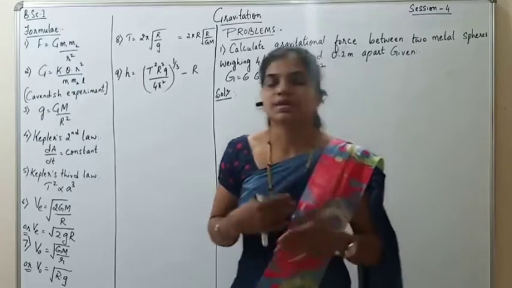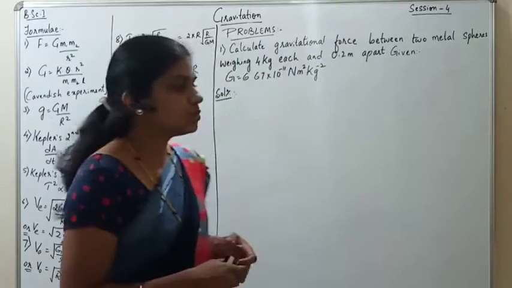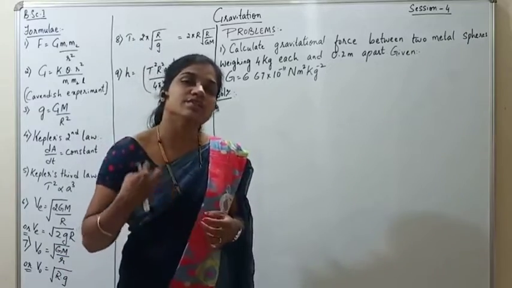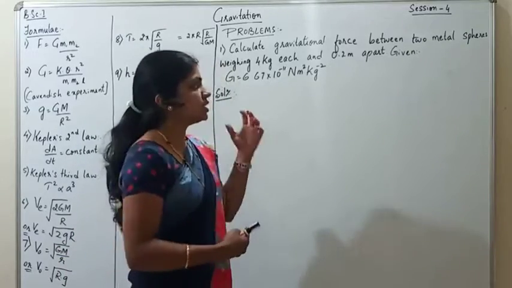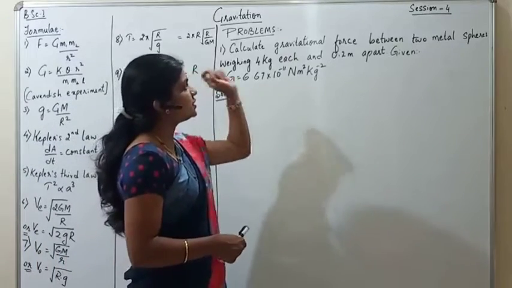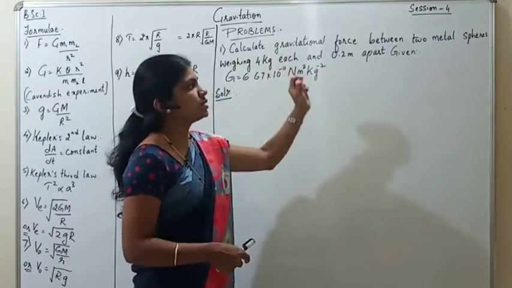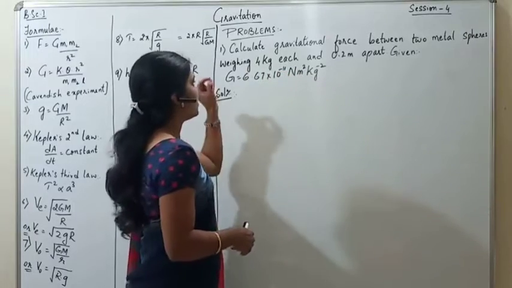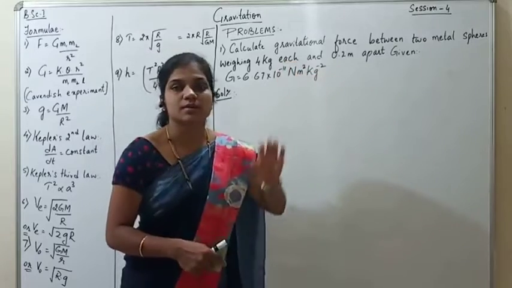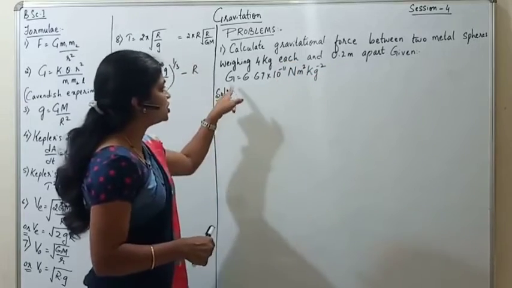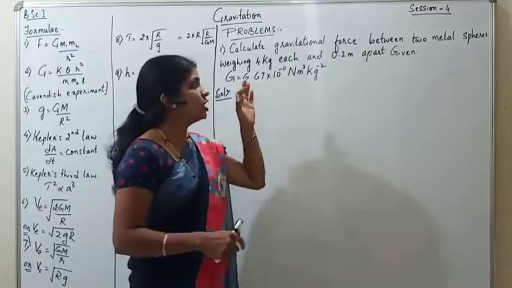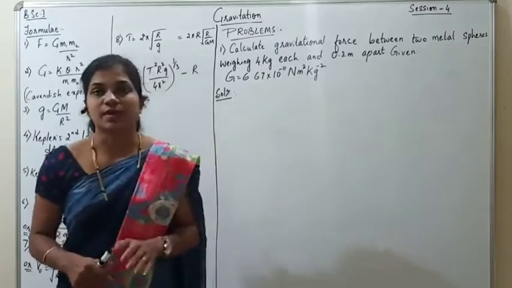Now let's solve some problems one by one to know more about how we are going to apply whatever we have learned in the theory part in the problem part. So the first question says, calculate the gravitational force between two metal spheres weighing 4 kg each and 0.2 meter apart. Given G is equal to 6.67 into 10 raised to minus 11 Newton meter square per kg square.